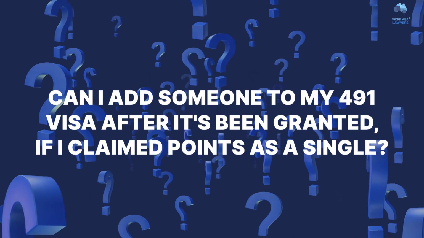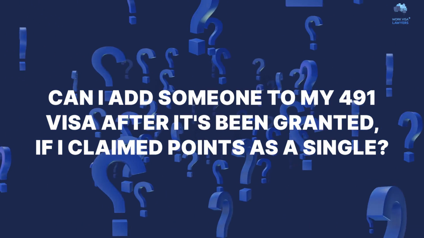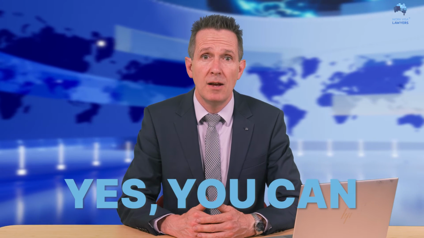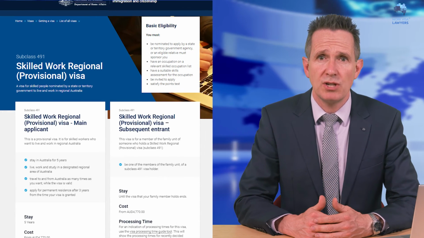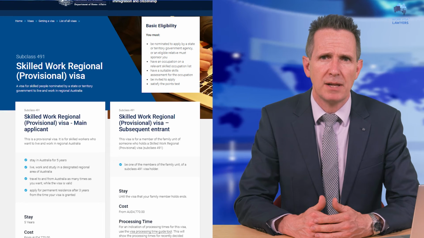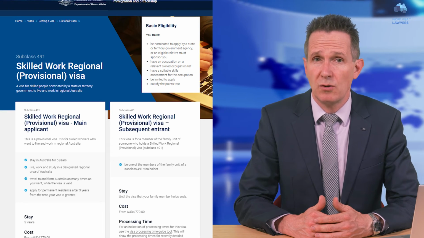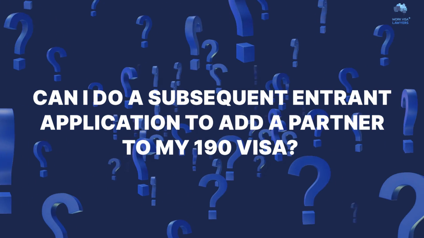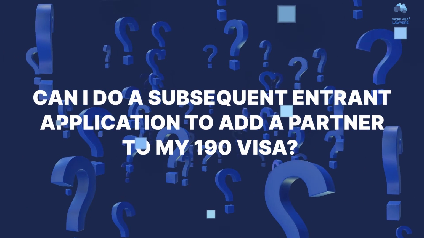Can I add someone to my 491 visa after it's been granted if I claimed points as a single? Yes, you can, but you must provide evidence your relationship started after your visa application when you claimed the single points. Can I do a subsequent entrant application to add a partner to my 190 visa?